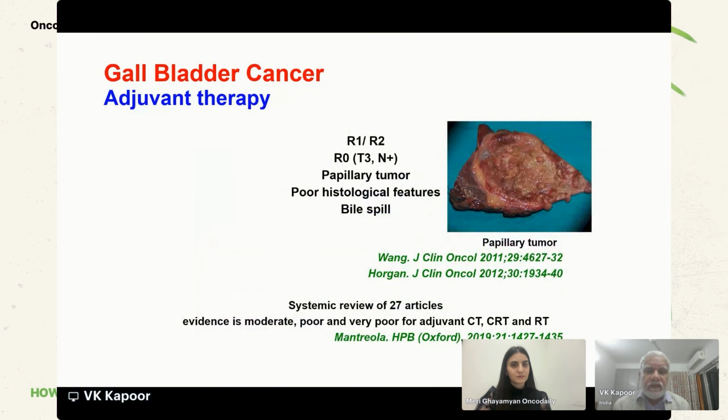Now, after resection, most patients will require adjuvant treatment. Even those who have an R0 resection, if the disease is advanced like T3 or node positive, patients with papillary tumor, because they are more likely to be multicentric, and those with poor histological features like lymphovascular or perineural invasion, and in case of an incidental gallbladder cancer, if there was bile spill. So evidence in favor of adjuvant therapy is moderate, poor and very poor for chemotherapy, chemoradiotherapy, and radiotherapy alone. So it is mainly chemotherapy.